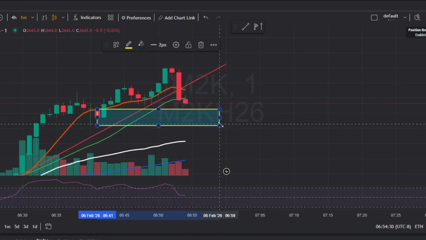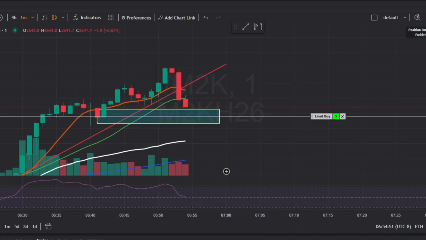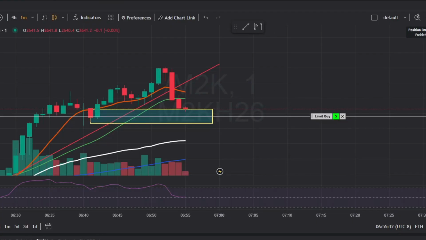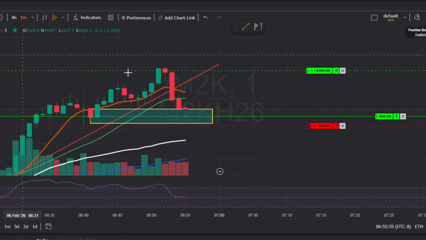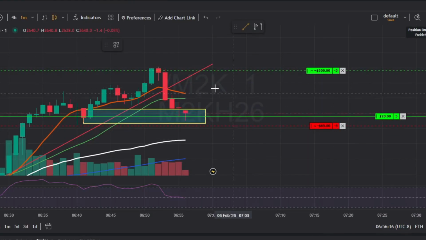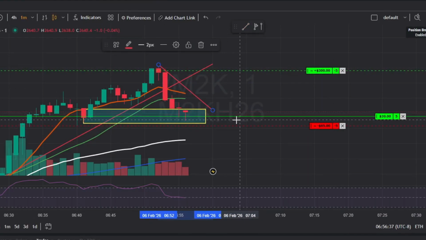I think the first one wasn't even that many contracts. It was like 5, and I think I ended up jumping in again for like 2 or 3, something like that, or whatever it was. Like I said, I ended up jumping in at the middle of the box of the range that I have set out. Like I said, this is an easy strategy.